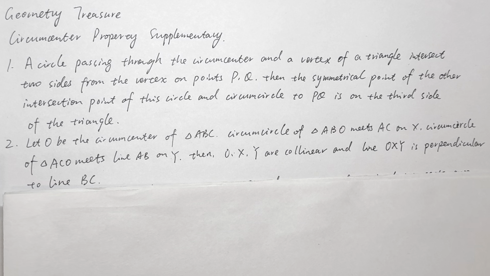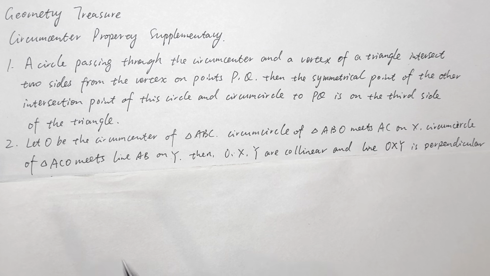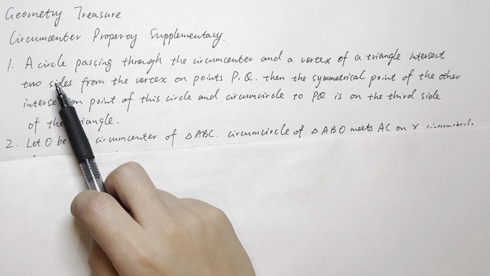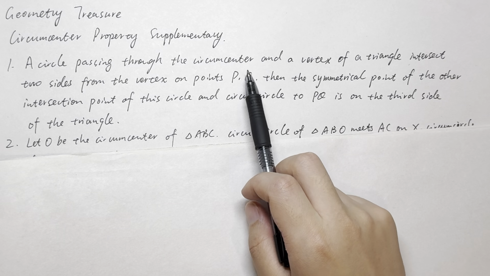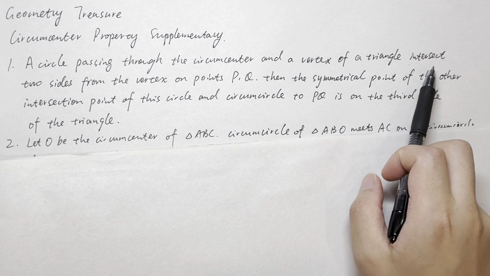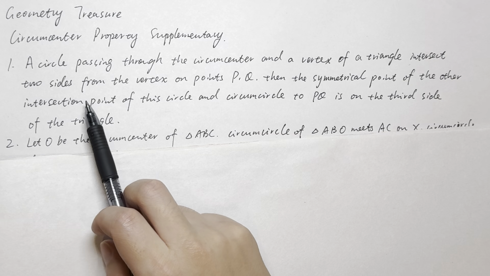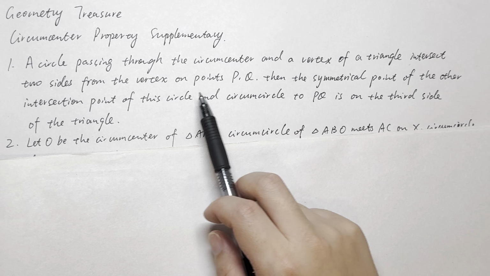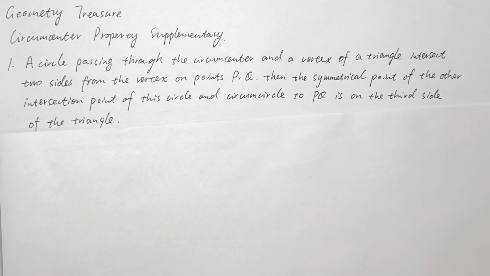So let's continue our study on the Circumcenter property supplementary. Basically, these are several problems associated with the Circumcenter. Let's solve them together. The first one. A circle passing through the circumcenter and the vertex of a triangle intersects two sides from the vertex at points P and Q. So let's draw the figure first.